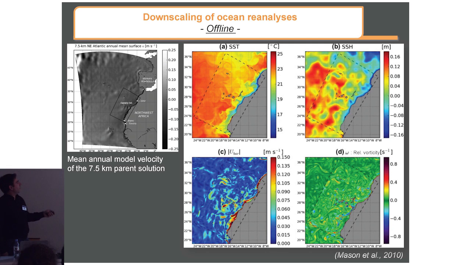The offline approach here is in another region, close to the Canary Islands. This is a parent model, which is around 8-kilometer resolution, and there is 3-kilometer resolution inside. What we have here is that we are just forcing the small domain with the larger model, the larger domain. This is for sea surface temperature, sea surface height, barotropic velocities, and relative vorticity.